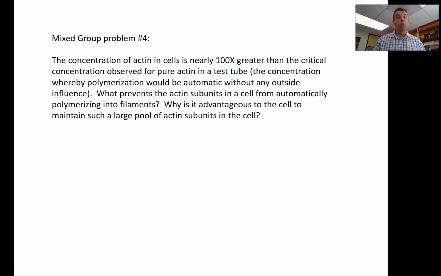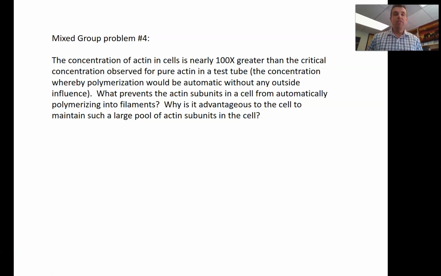Right? So the question is, what prevents the actin subunits in a cell from automatically polymerizing into filaments? So if we have that concentration that's 100 times greater than what's needed, at least in a test tube situation, what prevents them from just creating huge, long actin polymers that basically protrude throughout in a cell and burst through the membrane? So that's the first question. And then the second question is, why is it advantageous to the cell to maintain such a large pool of actin subunits in the cell? So think about those two questions and then go ahead and answer them as best as you can on the Edpuzzle.